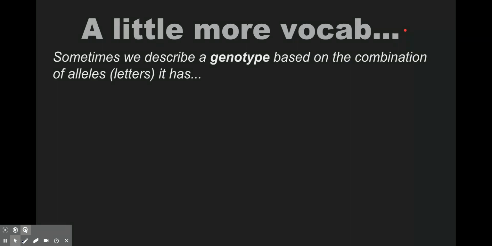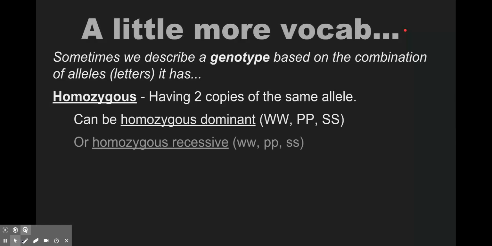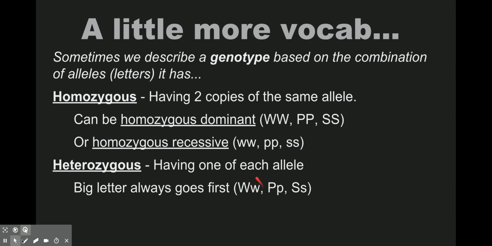We're going to do a couple more examples shortly, but I want to get a little bit more vocab first. Sometimes we describe genotypes based on the combination of alleles or letters they have. Homozygous means having two copies of the same allele, and we can have that in two different forms. We can have homozygous dominant, which means two of the same big letters. So it doesn't matter what letters, as long as they're both the same and they're both big. And then homozygous recessive, same letters, but they're both the small ones. And then heterozygous means having one of each allele. So you'll have one big letter and one little letter.